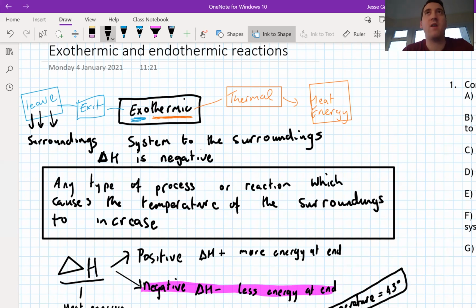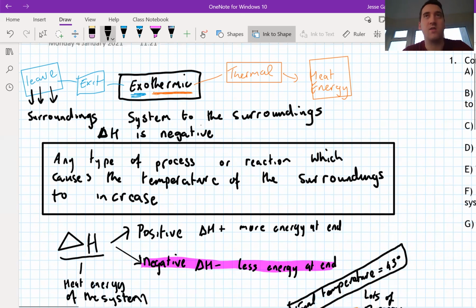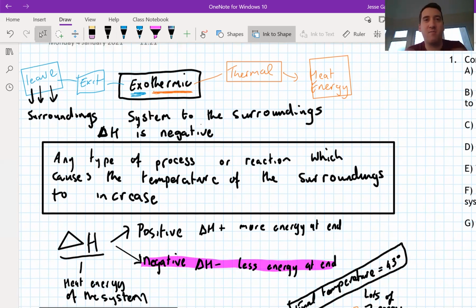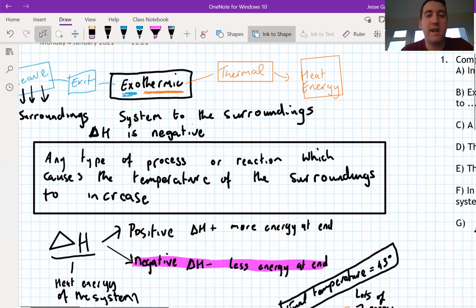There's a negative amount of energy in the system at the end. Where did the energy go? If there's less there now than there was at the start, where is it gone? Well, it was released or transferred to the surroundings. So that's why it's negative, because there's less energy there in the reaction mixture at the end. So it had to have gone somewhere. The only place it can go is to the surroundings. So that means it released the energy to the surroundings. So delta H is negative.